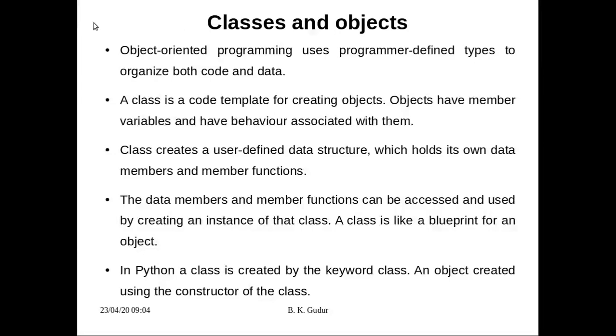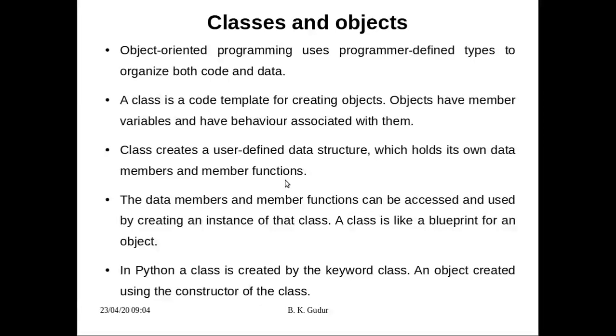A class is a code template for creating objects. Objects have member variables and have behavior associated with them. Any object contains member data and functions, and those functions we call behavior. A class can be created using the keyword class. A class creates a user defined data structure which holds its own data members and member functions.